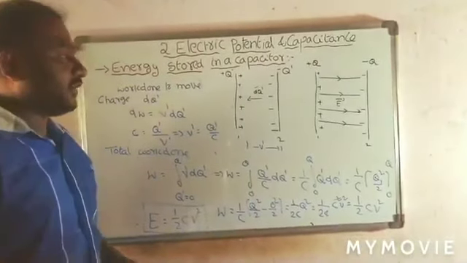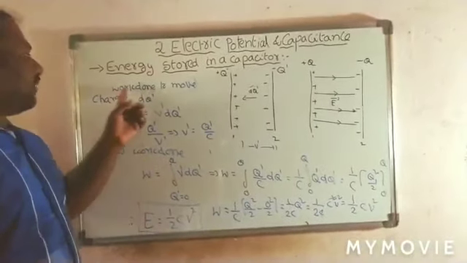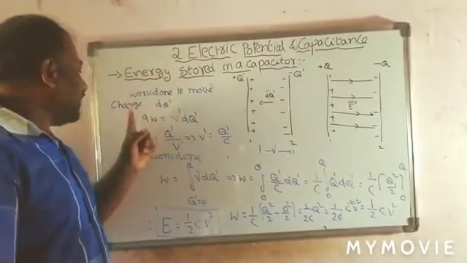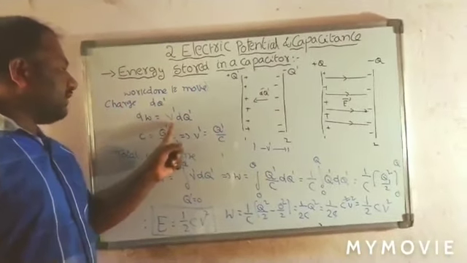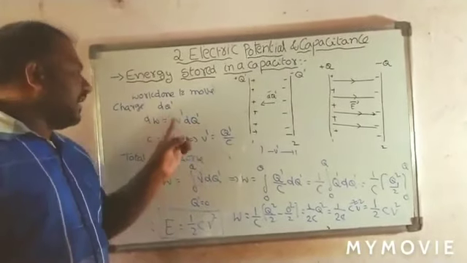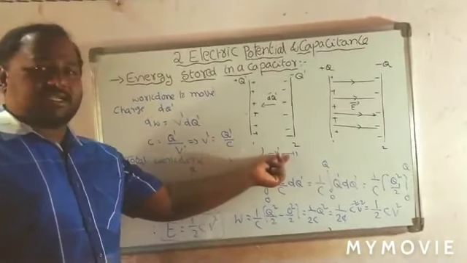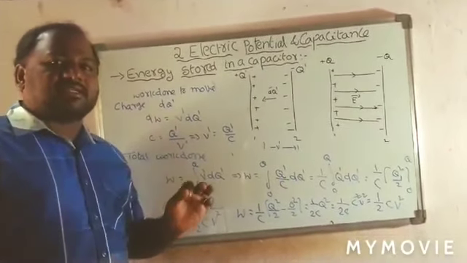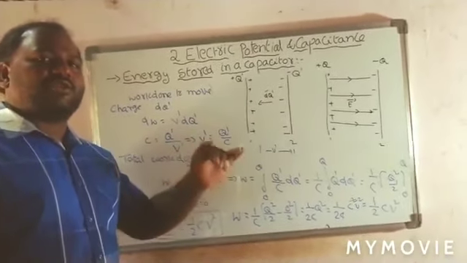Then how much energy it will store. So the work done to move the small charge dq dash from the negative plate to the positive plate is dW equal to V dash into dq dash. Here V dash is the applied potential. And from that we know the formula for capacitance: C equal to Q by V.